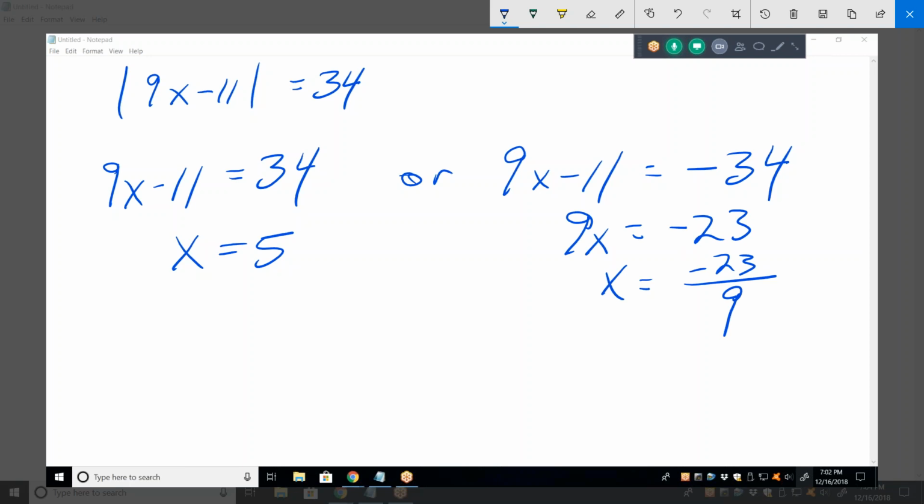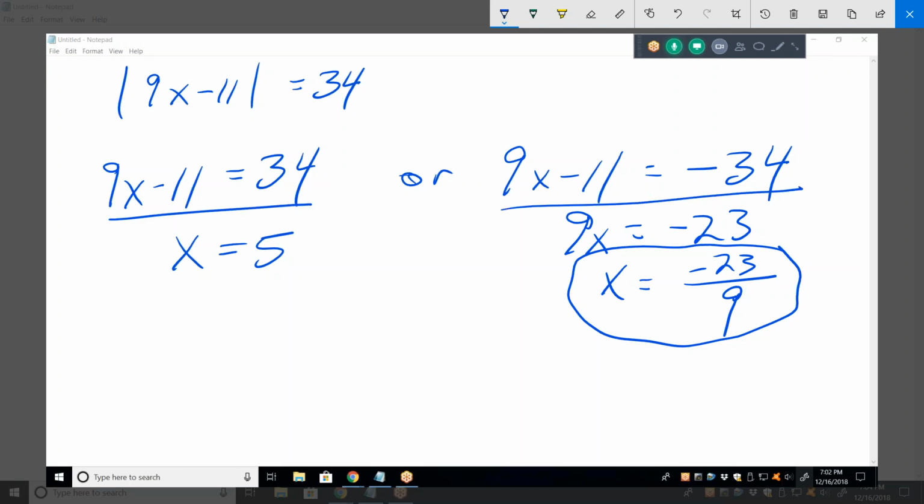Notice that 45 minus 11 is 34. The absolute value of 34 is 34. And this solution will give you a minus 34 inside the absolute value markers, and the absolute value of minus 34 is also 34. But the secret is really to lay out those two equations. Now, having said that, there is one thing you want to be a little careful with.